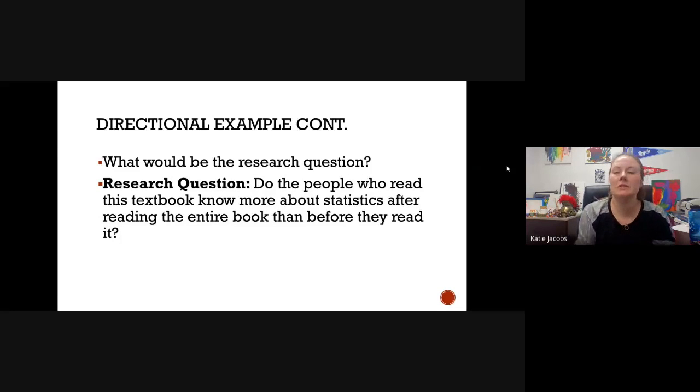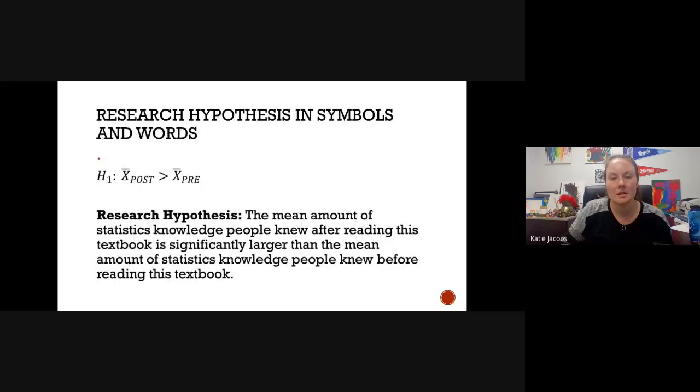Our research question would be, do the people who read this textbook know more about statistics after reading the entire book than before they read it? So when we go to write our research hypothesis in symbols and words, it's kind of the same way that we did when we wrote them non-directionally.